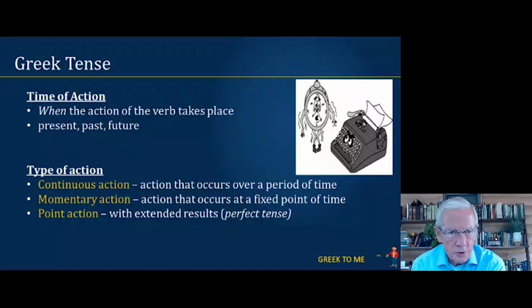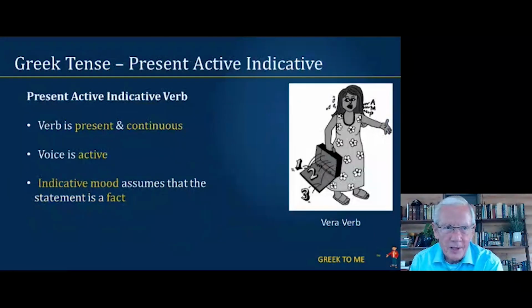And then we'll see down there we have the perfect tense. We have point action, which then has bearing upon the present. It has extended results. For example, the verb, it is written. It means that it was written at a point in the past, but the results of that reach up to and include the present.